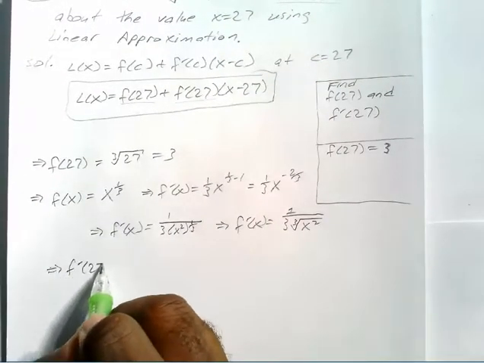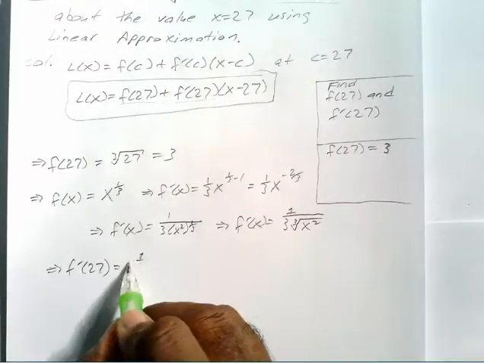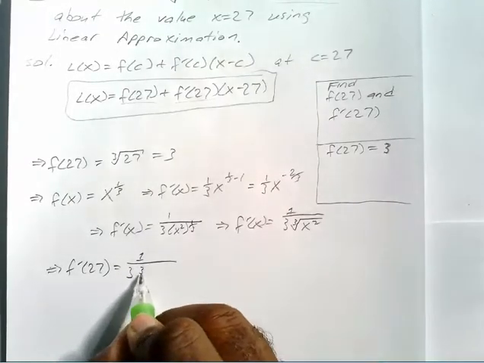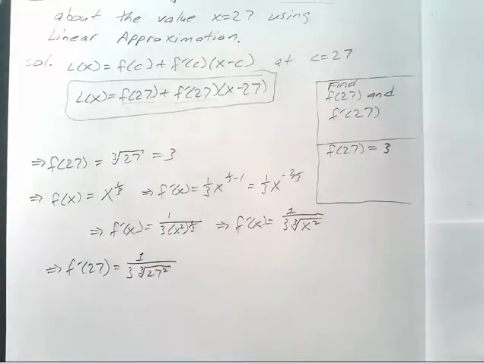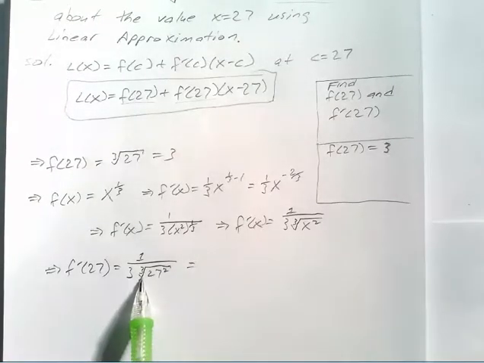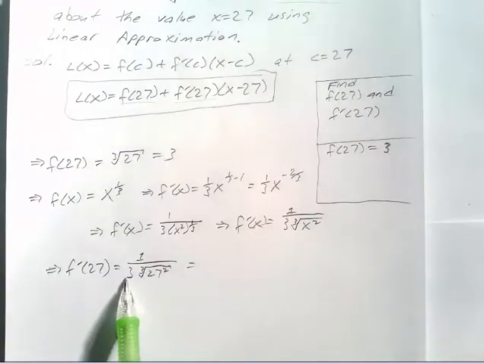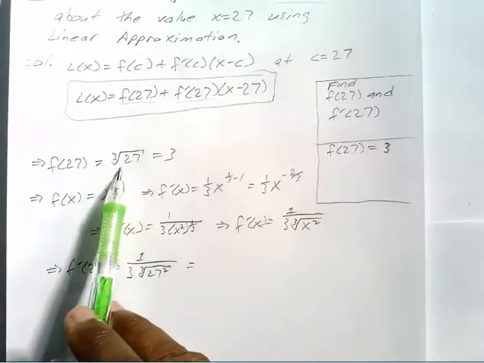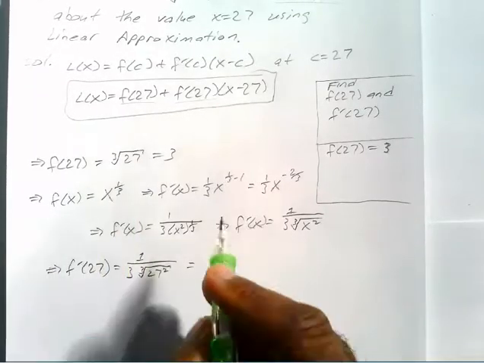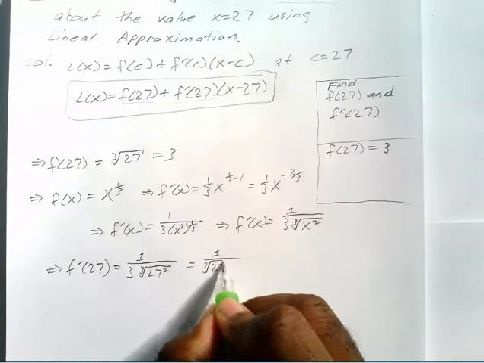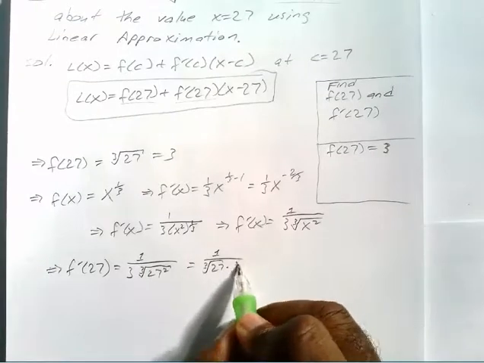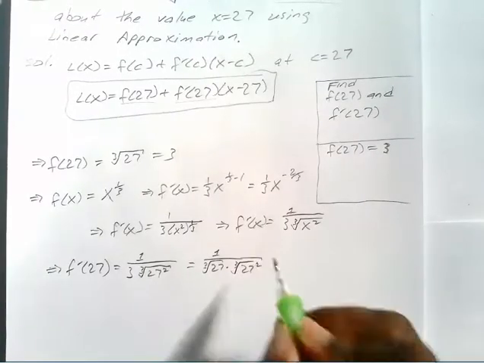So f prime of 27 just equals 1 over 3 times the cube root of 27 squared. Okay. Now with this one, we're going to do a little bit of problem manipulation, only because we know that 3 is equal to the cube root of 27. So we're going to replace that 3 with the cube root of 27. So it's 1 over the cube root of 27 times the cube root of 27 squared.